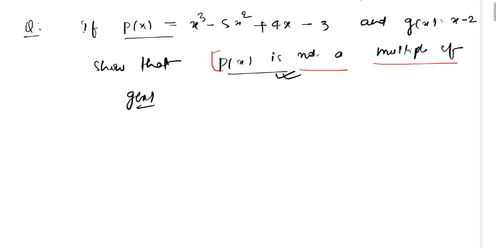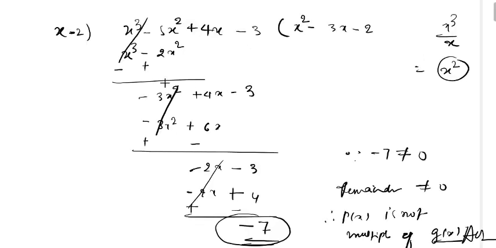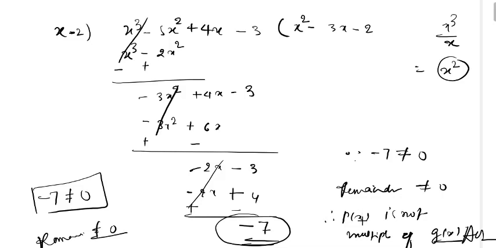If p of x is this polynomial and g of x is x minus 2, show that p of x is not a multiple of g of x. g of x में से हमने p of x में डिवाइड किया. ओके, यहाँ पे जो रिमाइंडर आया, that should be not equal to 0. The same thing which we have got here, minus 7. Since minus 7 is not equal to 0, so hence the remainder is not equal to 0. What we can say, p of x is not a multiple of g of x. So this question we have done.